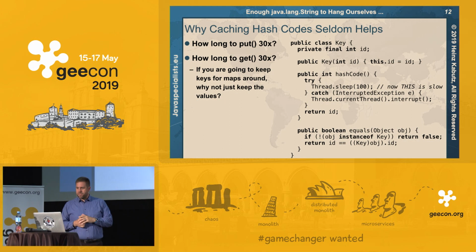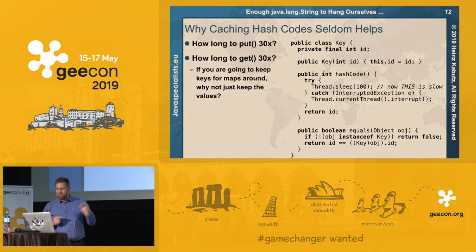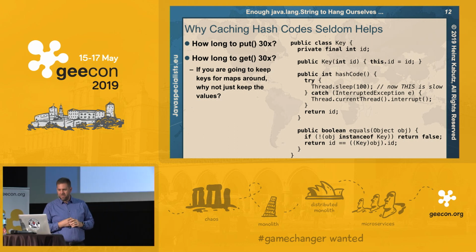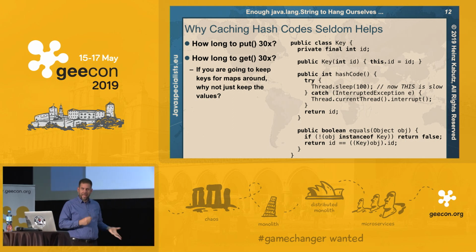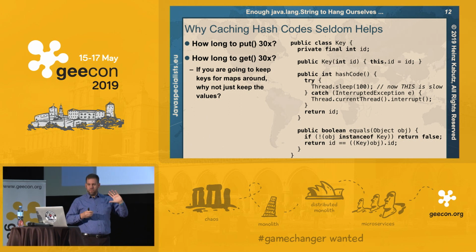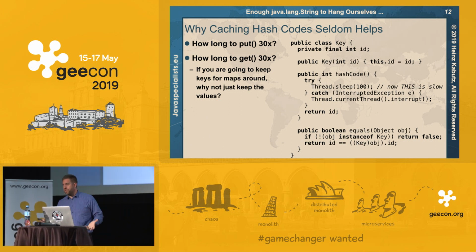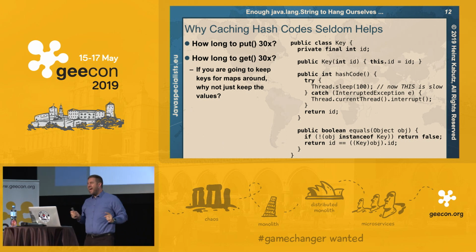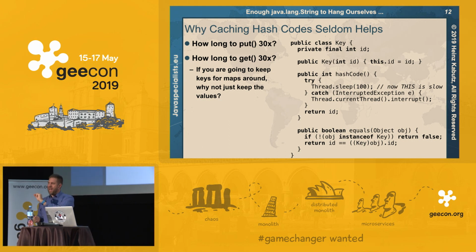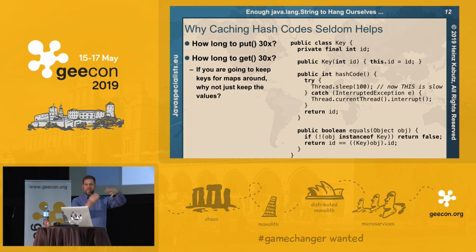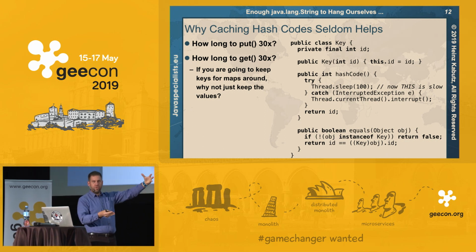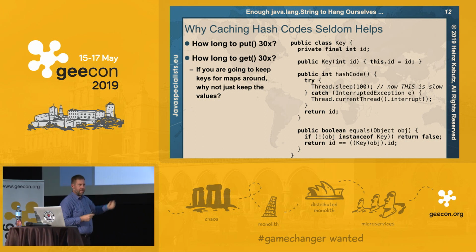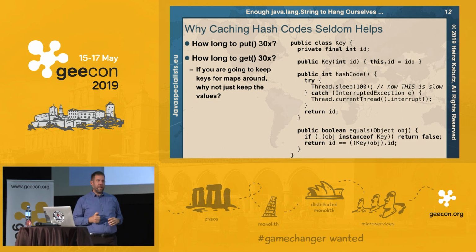Now, if you look at this, here's a class Key, and the hash code is slow. It takes 100 milliseconds to call hash code. And so if you call put 30 times, it's going to take you 3 seconds. Because when you call put, the hash map calls hash code once, and then it's put into the hash map. But inside the hash map, the hash code has actually been cached as well. So the key inside the map knows what the hash code is internally. So it doesn't have to call the hash code a second time. It doesn't call it every time that you look up.